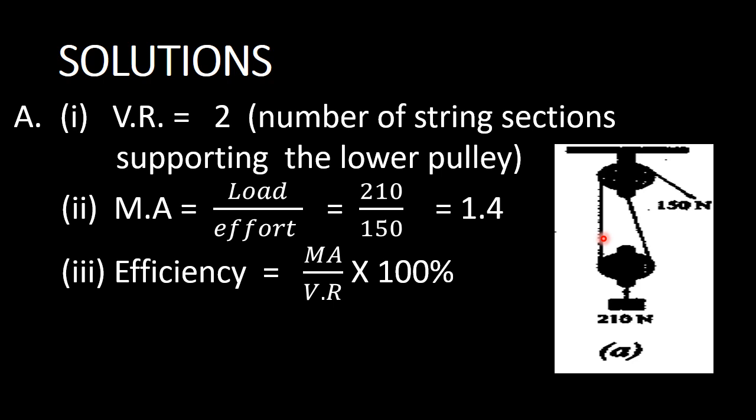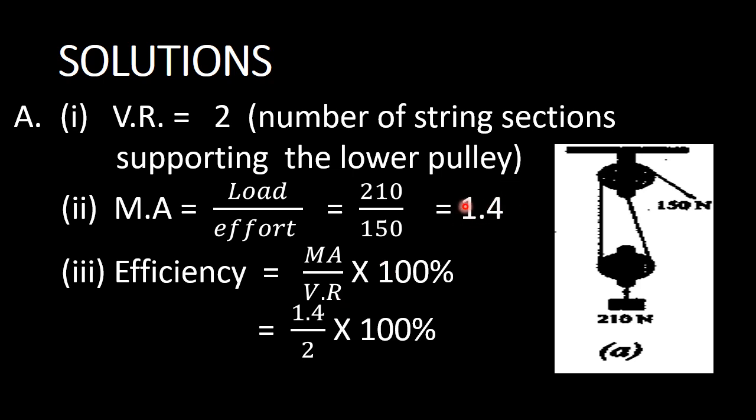While efficiency, to calculate efficiency, all you have to do is to apply the formula of efficiency. We say efficiency is equal to mechanical advantage divided by velocity ratio, not forgetting to multiply the result by 100%, because efficiency is expressed as a percentage of the work input.